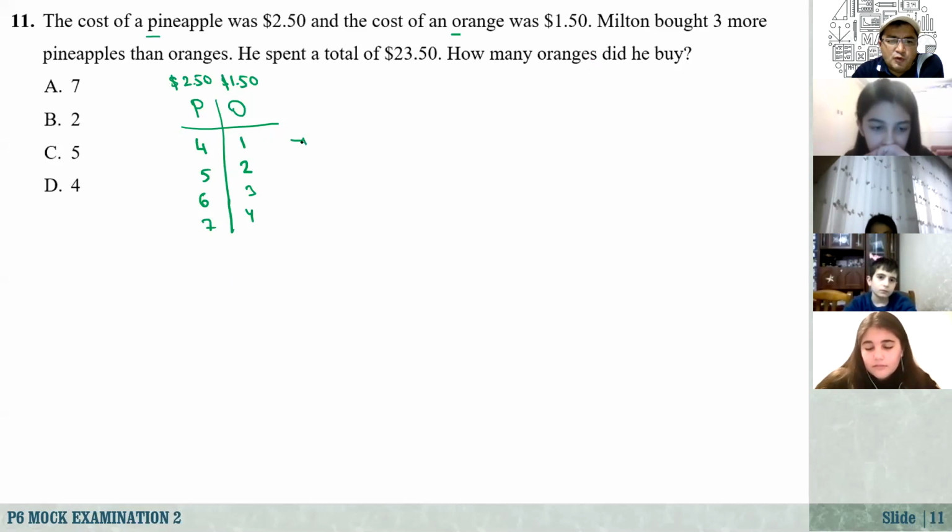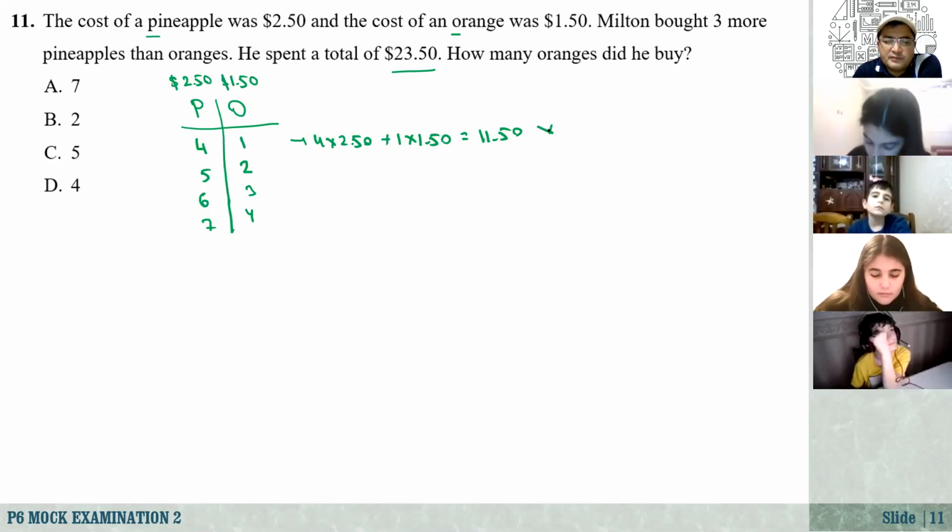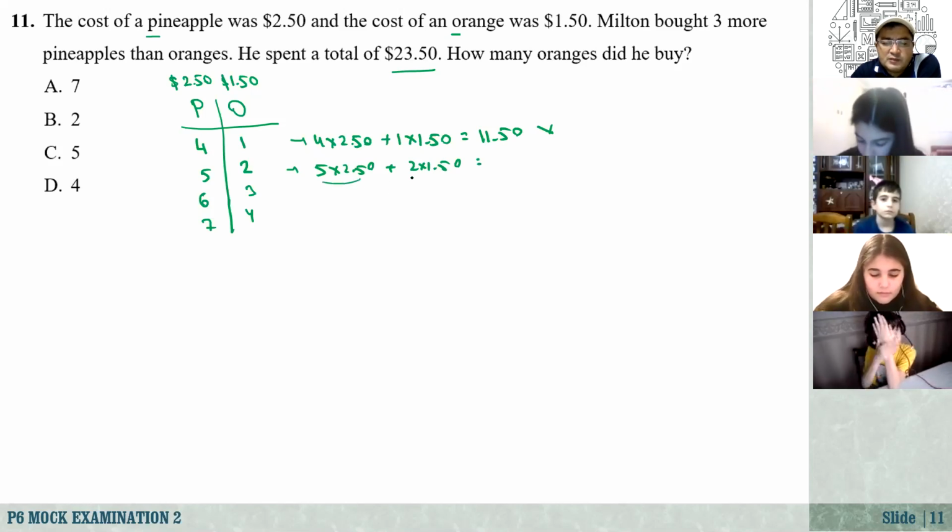If you check the first one, 4 pineapples, 4 times 2.50, plus 1 orange, 1 times 1.50, that is equal to 11.50. Now, he actually paid 23.50, so that cannot be the answer. And how about the second one? 5 times 2.50 plus 2 times 1.50. This one is 12.50, this one is 3, so that is 15.50.